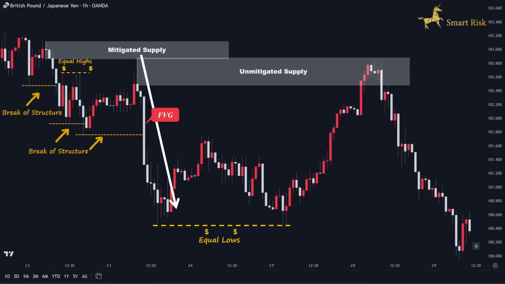Upon closer examination, this price action corresponds to our first optimum trading scenario. A liquidity pool was created just below the unmitigated supply zone.